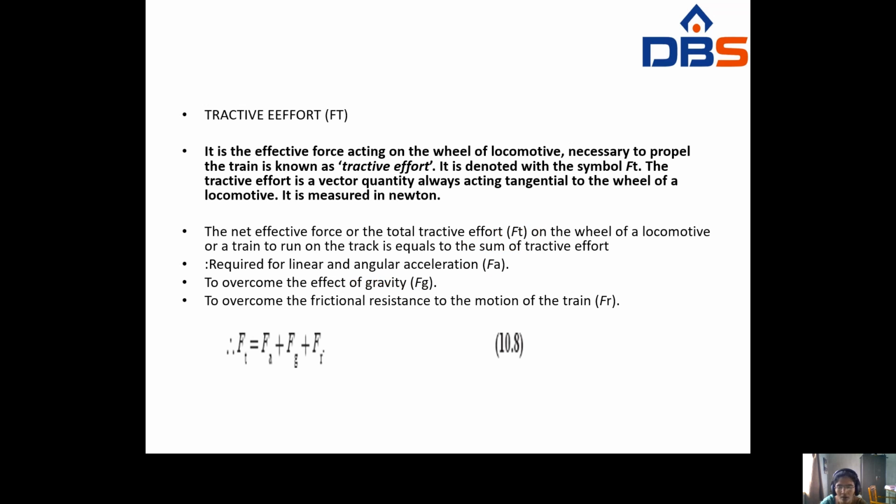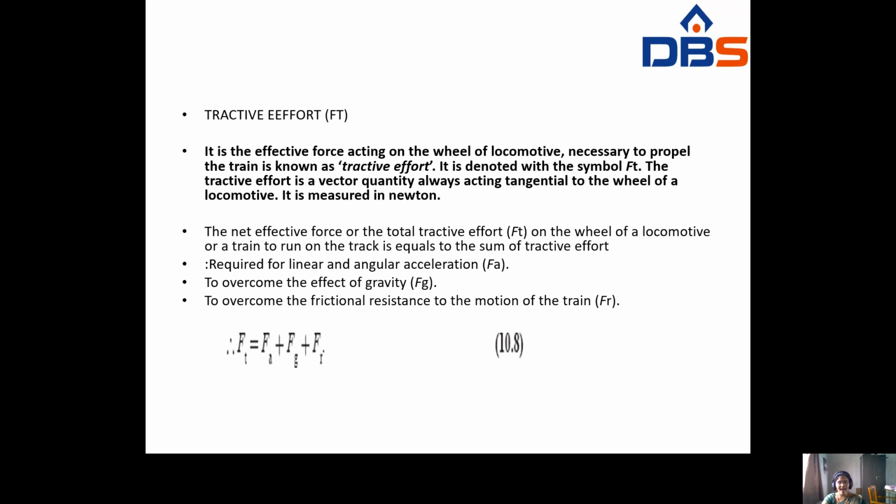So in the previous class we discussed the analysis of simplified speed time curves, that is, the quadrilateral speed time curve and the trapezoidal speed time curve. Now in this class we are discussing the tractive effort. Tractive effort means the force experienced for the movement of the train, denoted Ft.